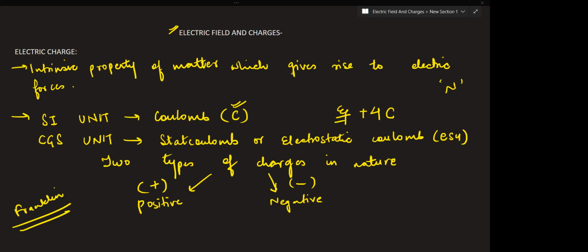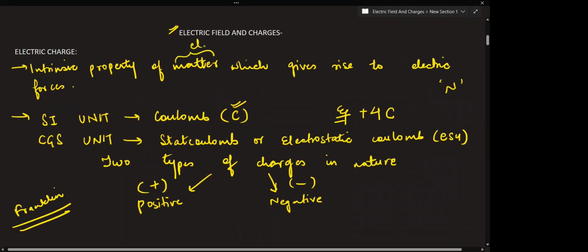So just a quick revision. Electric charge is an intrinsic property of all matter. Basically, matter here means the elementary particles. Elementary particles include electrons, protons, of which all the objects are made up. Obviously, electrons, protons, and all the elementary particles.